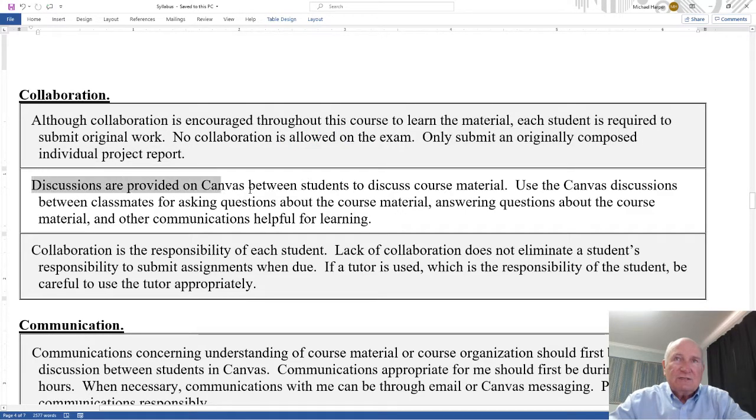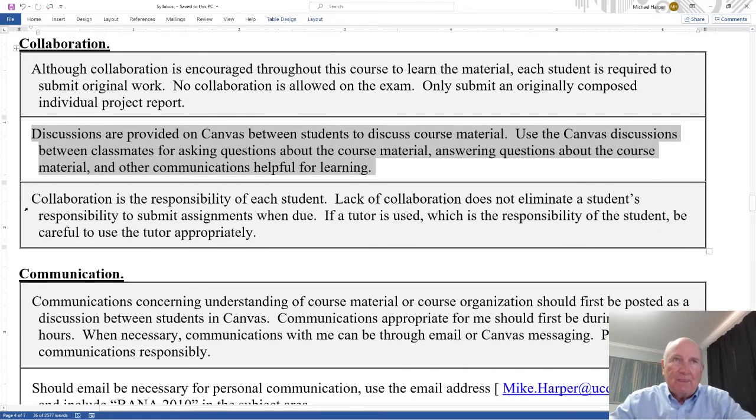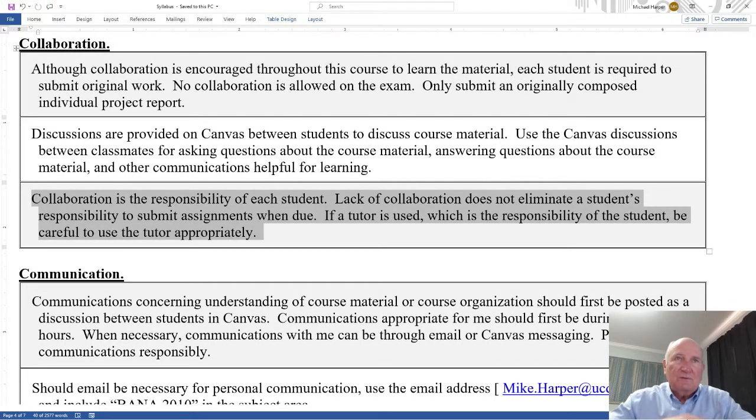Okay, discussion will be on Canvas between students. Utilize that as much as you can. Use the Canvas discussions between classmates. Now, the collaboration is a responsibility of each student. The lack of collaboration does not eliminate your responsibility to submit your assignments when due.